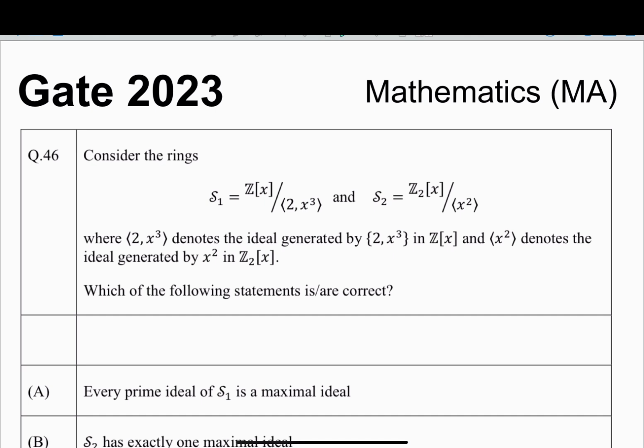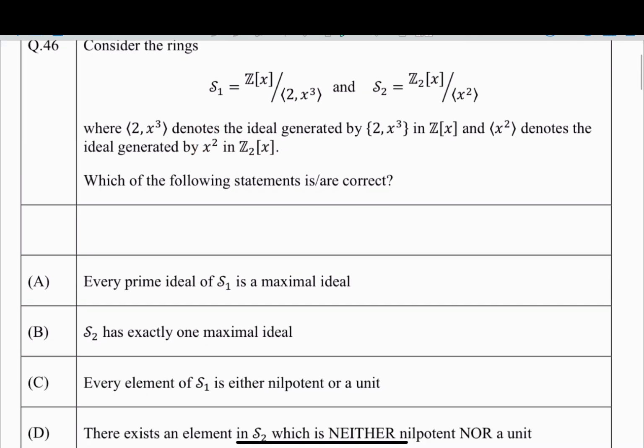So it's saying that consider the two rings S1, this is Z[x] mod (2, x cube), and S2, Z2[x] mod (x square). Where this (2, x cube) means the ideal generated by 2 and x cube in Z[x], and (x square) means the ideal generated by x square in Z2[x]. Okay, and four options are given.